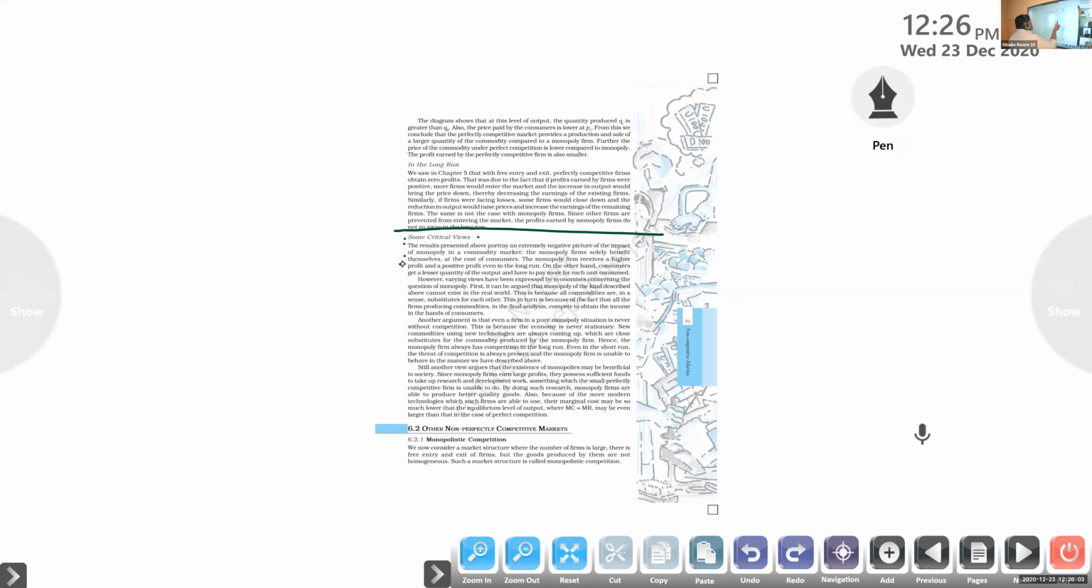The monopoly firm receives a higher and positive profit even in the long run. In both the short run and long run, the monopolistic firm will create profit. But in perfect competition, we studied that in the short run they are unable to create much profit, but in the long run they will produce more profit, and vice versa. But here in the monopoly, in both the short run and long run, these firms are creating profit. On the other hand, consumers get a lesser quantity of output and have to pay more for each unit consumed.